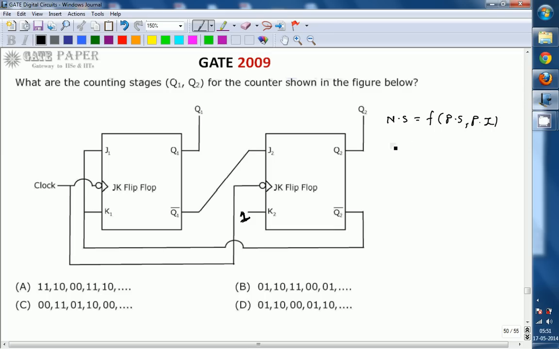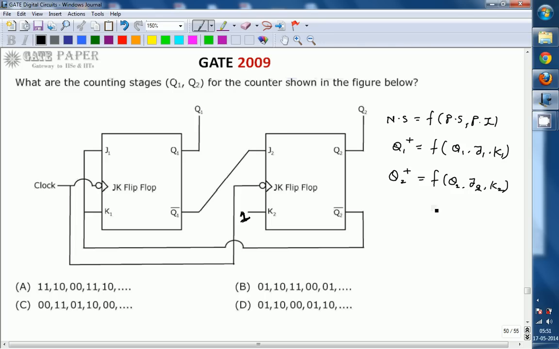So next state of Q1, let us assume it is Q1 plus, is nothing but the next state of Q1, which depends on Q1 as well as present inputs, which are the inputs of the Q1 flip-flop, J1 K1. And next state of Q2 is Q2 plus, where the present state is Q2 and the present inputs are J2, K2. If you know J2 K2 values and the Q2 value, then only you can say what will be the next state of the flip-flop. Similarly for Q1, if you know J1 K1 and the present state of Q1, then only we can say what will be the next state. So for that we must know this information.